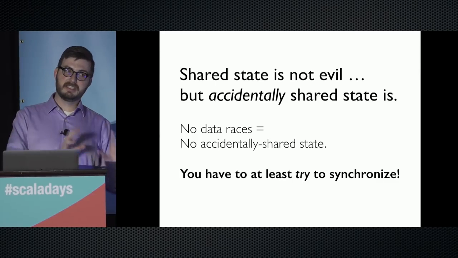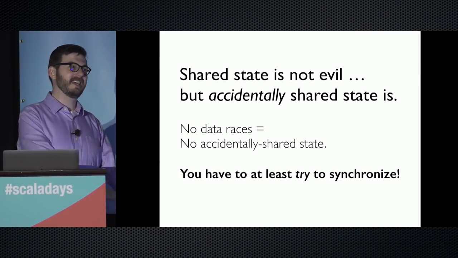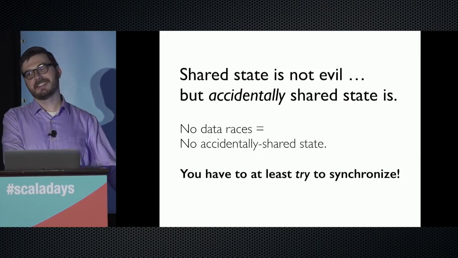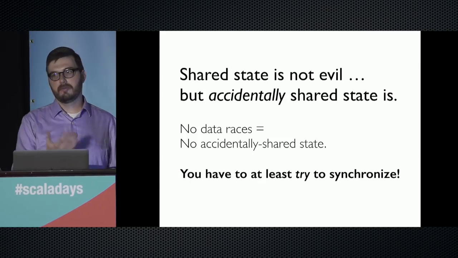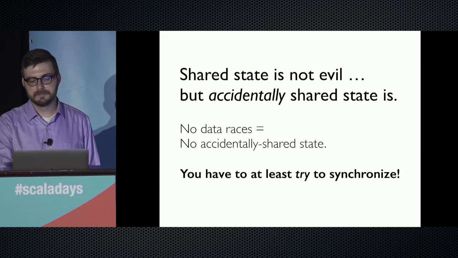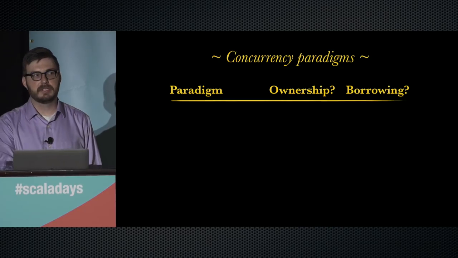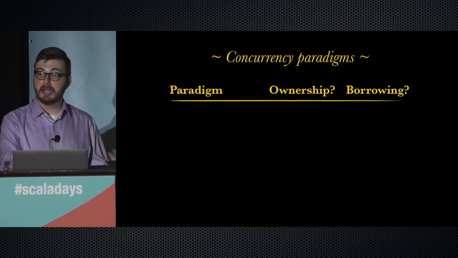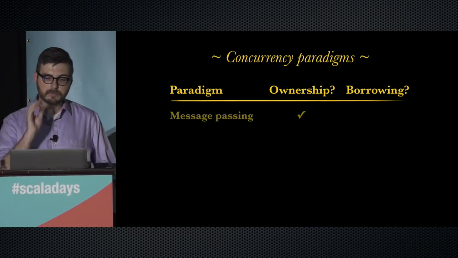You could still get synchronization wrong. You can still have concurrency bugs, but you had to at least make an attempt. You had to at least know that concurrency was happening, which is already miles ahead of where you get with most programming languages. OK, that's all pretty high level. Let me walk through just a couple of concurrency paradigms and how they play out in Rust, so you see more concretely what this looks like.